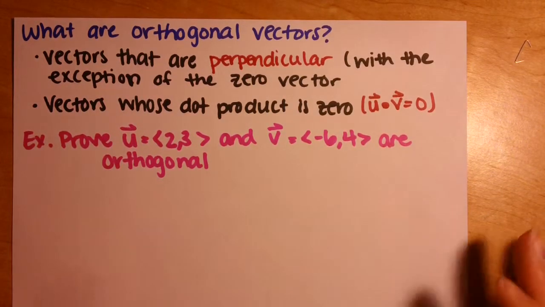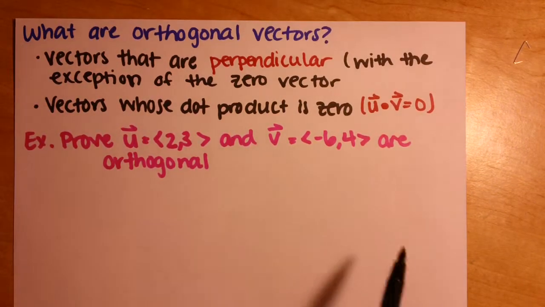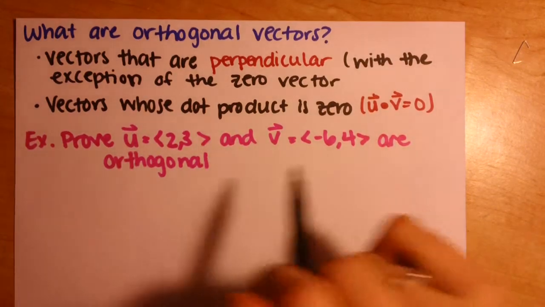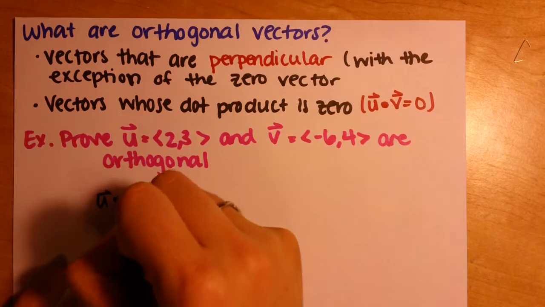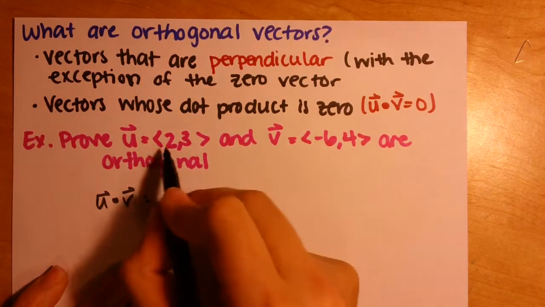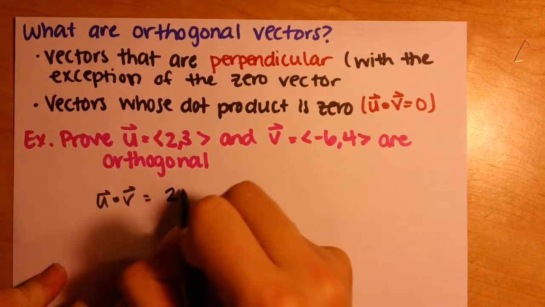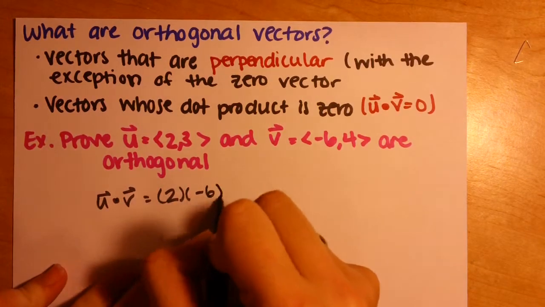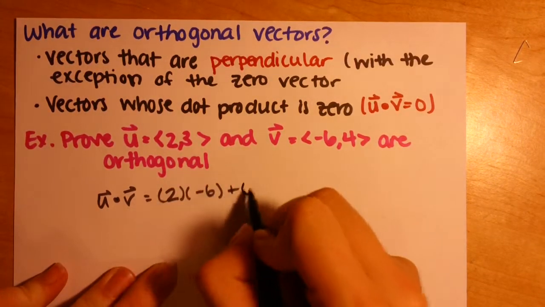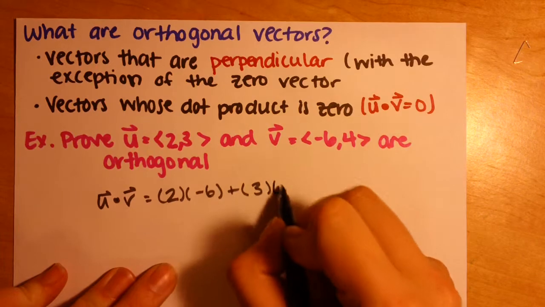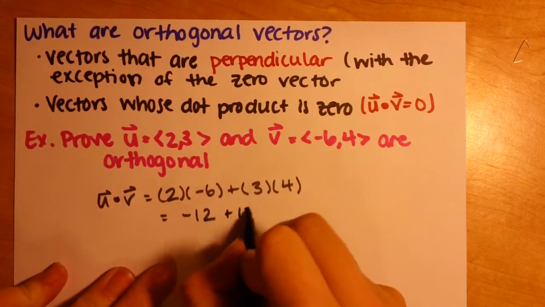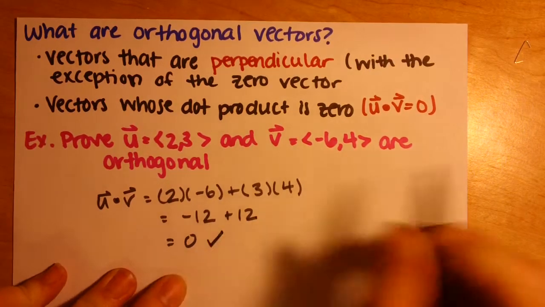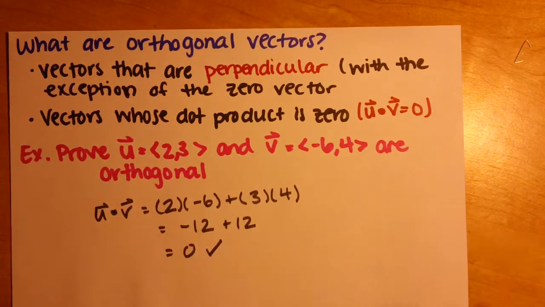So let's look at this example. We want to prove that u and v are orthogonal or perpendicular. So I'm going to take u dot v, and it's going to be u1 times v1 plus u2 times v2, and that's negative 12 plus 12, which equals 0. So u and v are, in fact, orthogonal.